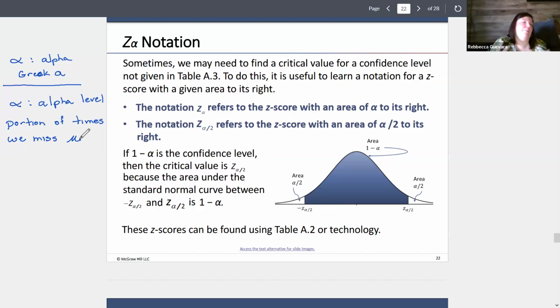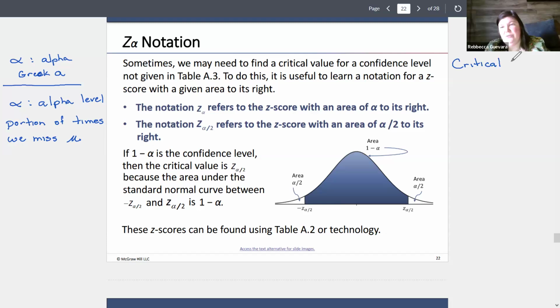Like I said, this is all about proportions. If I make 100 confidence intervals, 5 of them are going to fail, and that's what alpha is representing, that 5% that fails. All right. Another way of thinking of level of confidence is sometimes we talk about the area to the right of a z-score. It's a notation that we use when we are talking about finding these critical values.